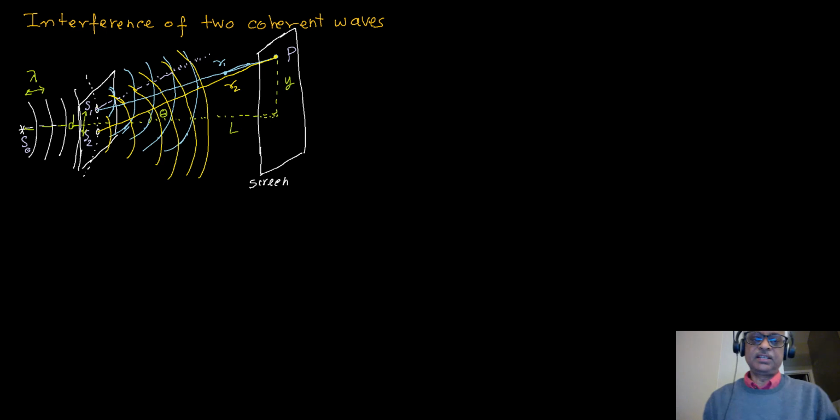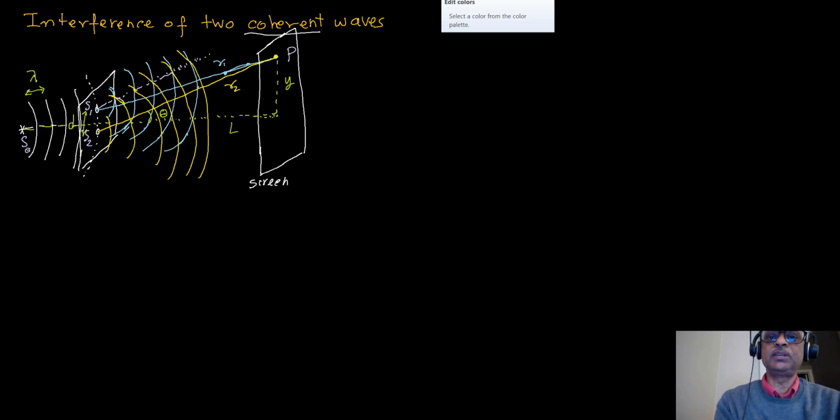The problem we did in the last video was the interference of two waves, and not just any two waves, but two coherent waves. Two waves are coherent if their phase relation does not vary over time. One way to create two coherent waves is to start from the same source, and these are wave fronts.